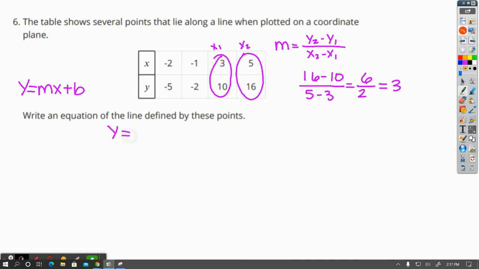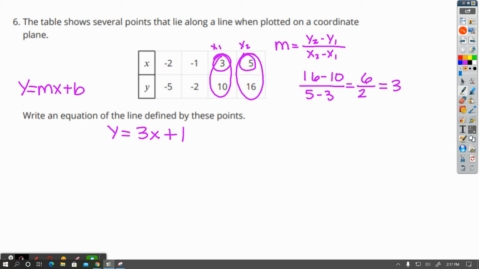So I'm going to have y equals 3x. From there, I know if I plug in a value of x, I should be able to get the output here. So if I plug in a 3 for x, I should be able to get 10. So 3 times 3 is 9. What do I do to get 10? Or if I plug in 5, 5 times 3 is 15. What do I do to get 16? Well, both of those are 1 away, so I just add 1.